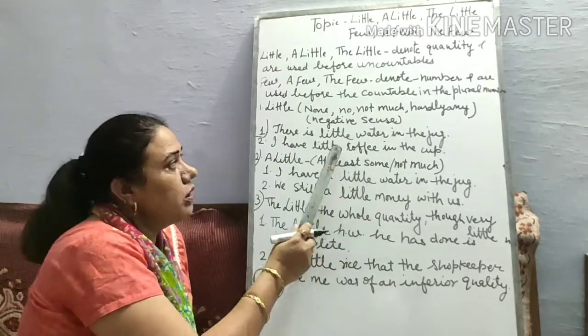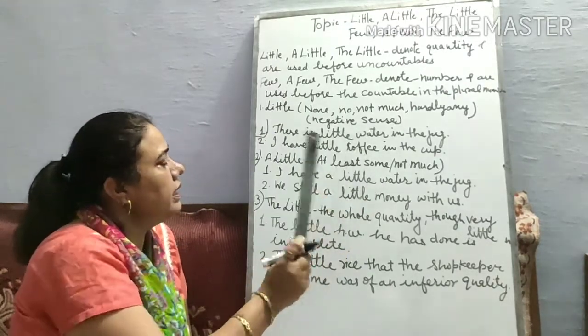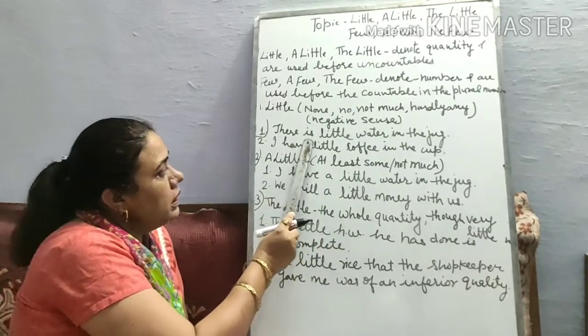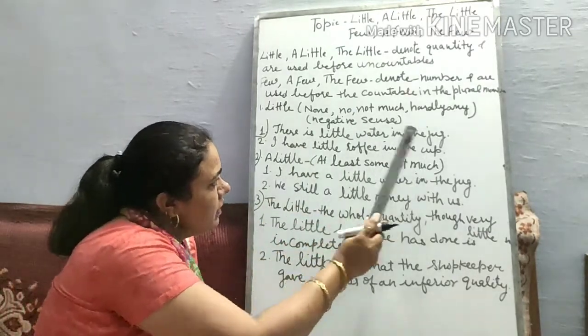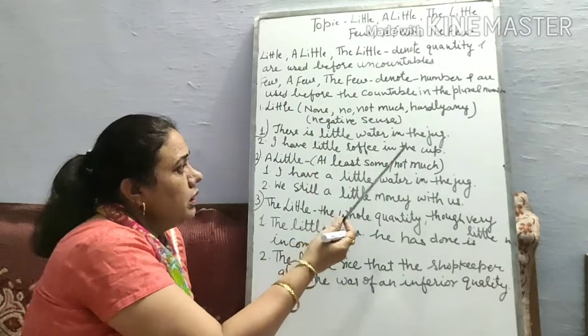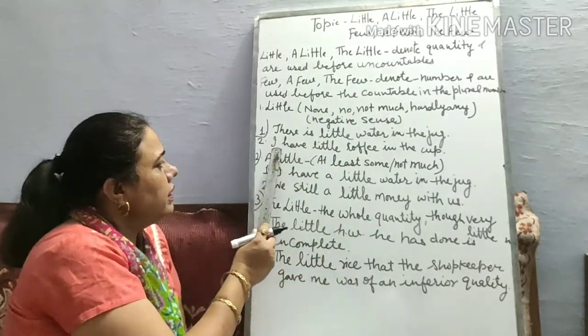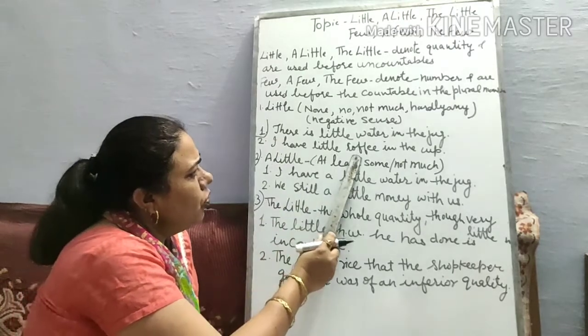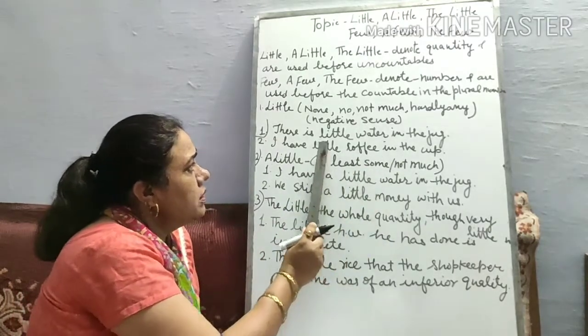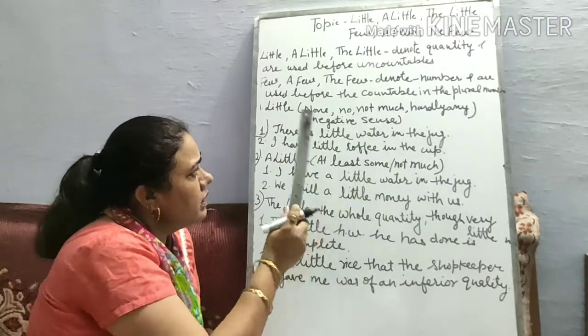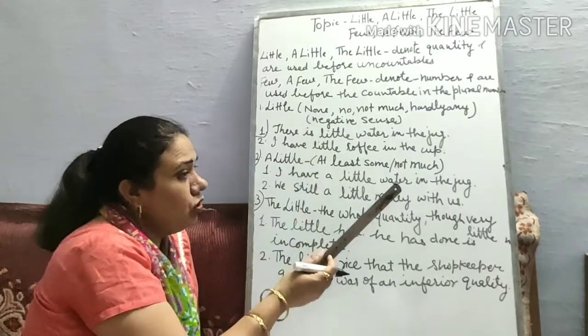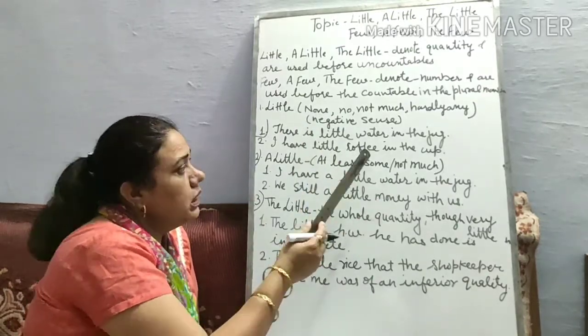It means no water, it gives a negative sense. For example, there is little water in the jug. It means there is no water in the jug, not much water in the jug. You can understand. Second, I have little coffee in the cup. It means very, very less coffee. You can say no coffee in the cup.